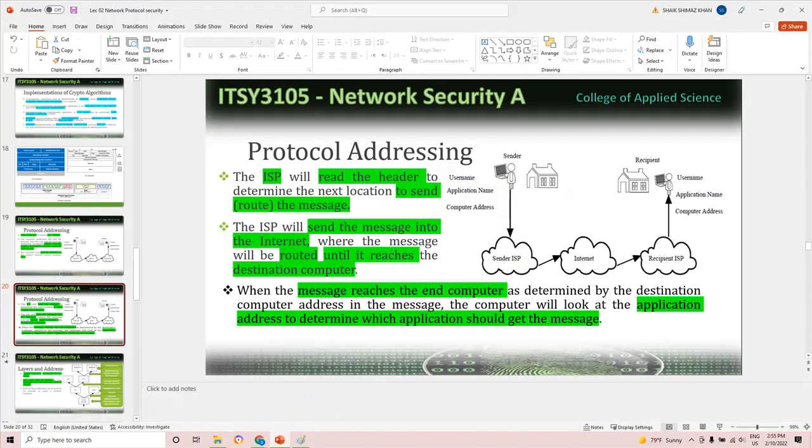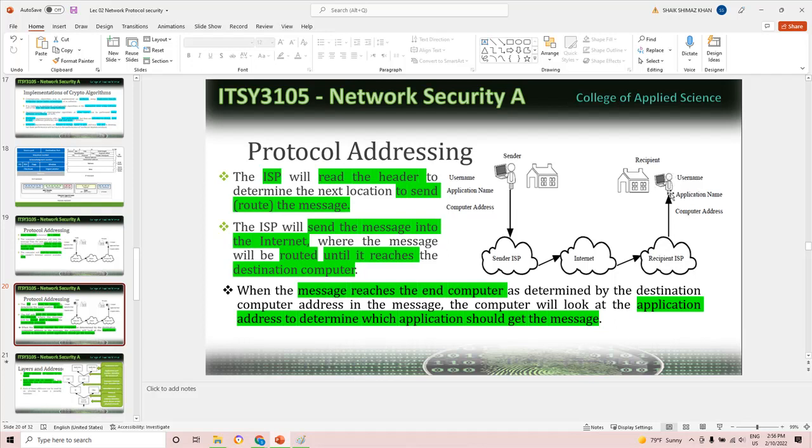So the ISP will send the message into the internet. The internet has many routers, and the packet will be routed until it reaches the destination. Each router will use the routing protocol to decide which is the best path to forward to the destination. So finally the message reaches the destination computer.